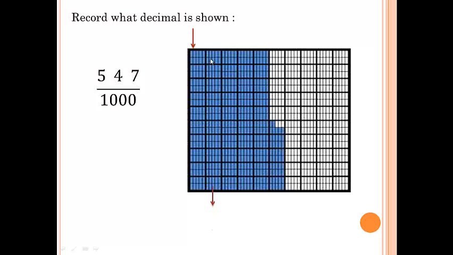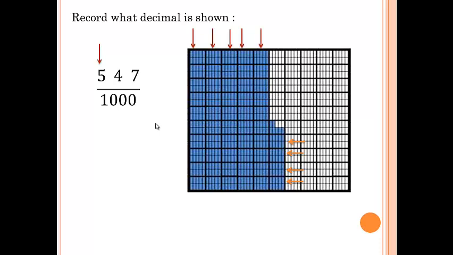1, 2, 3, 4, 5. 5 columns. We were right, 5. Let's call it 500. Now turn to 4.